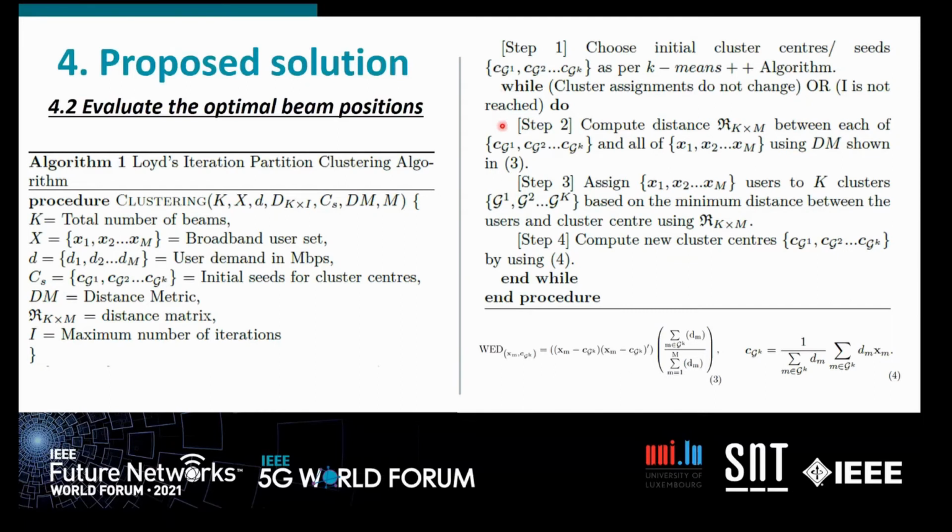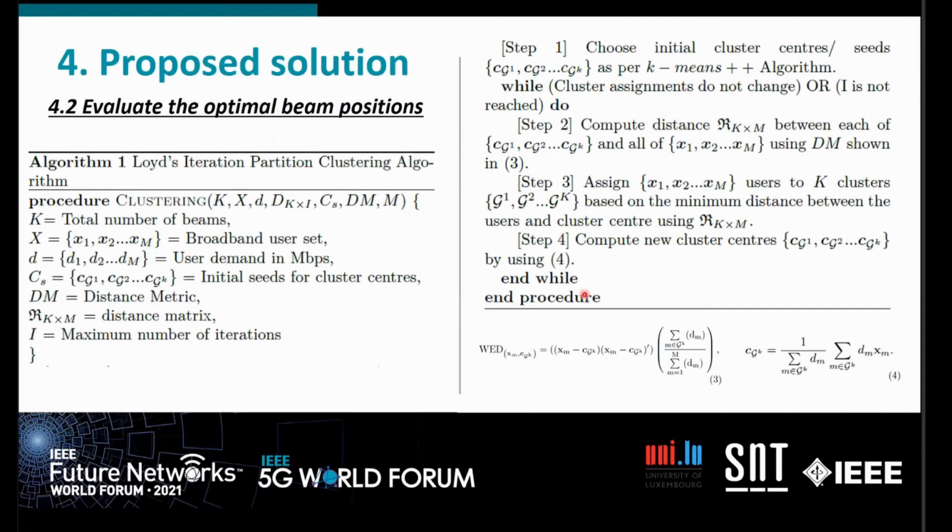First, we compute the distance matrix, which is denoted by R, of size K cross M. This matrix denotes the distance between each of these centers and all of the users. To do this, we use a weighted Euclidean distance formula, which is given by equation number 3. As step 3, we assign all these users into K clusters based on the minimum distance between the users and the cluster centers. And as the fourth step, we compute the new cluster centers using equation number 4.